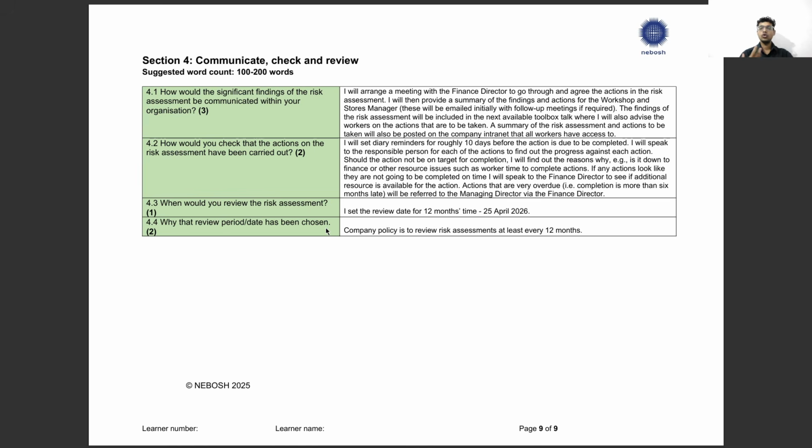How can we take the follow-up actions? By using diaries and these setups you can make this, and make sure the finance director and the concerned persons do the 4.2, checking that all the actions are going on, follow up. Okay, 4.2 is mainly follow-up, and that needs to be done.